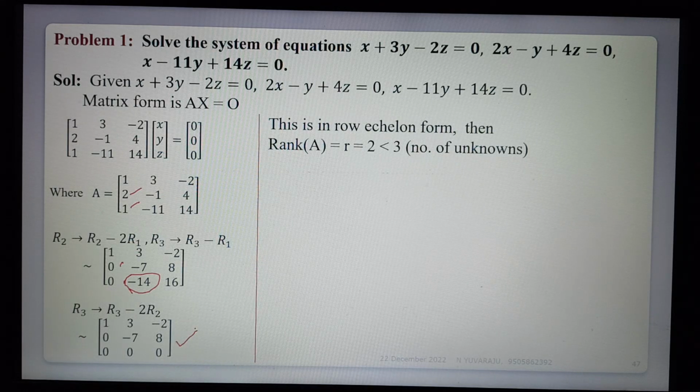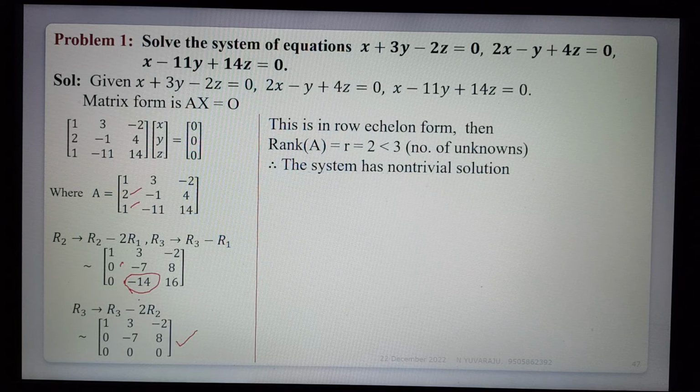So rank A is less than the number of unknowns. Therefore, by the condition, the system of homogeneous equations has a non-zero solution. That is, the system has a non-trivial, non-zero solution, that is, infinitely many solutions exist, because rank A is not equal to the number of unknowns here. Rank A is less than the number of unknowns. The number of arbitrary values is n minus r, which is 3 minus 2, equal to 1.